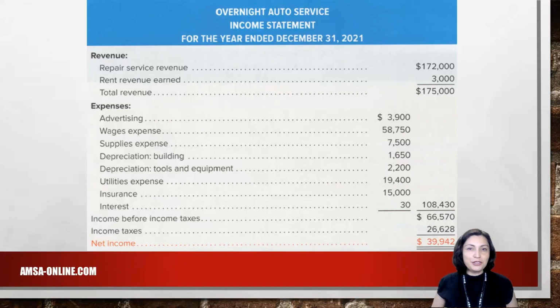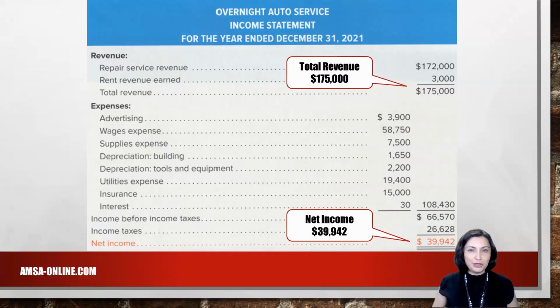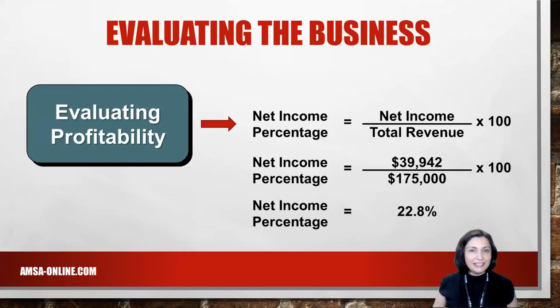Let's look at the Overnight Auto Service income statement and calculate the net income percentage. Total revenue is $175,000 and net income is $39,942. Now let's calculate the net income percentage for our sample company. The net income percentage is calculated by dividing the net income of $39,942 by the total revenue of $175,000 and multiplying it by 100. The net income percentage is 22.8%. This means that the business incurred approximately 78 cents in costs for every dollar of revenue it generated.